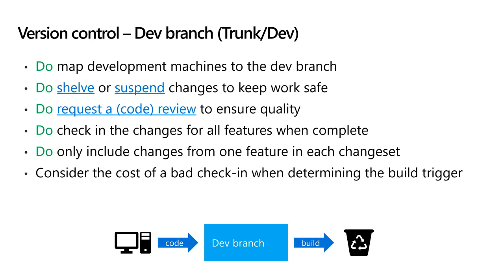When the features are complete, you check them into the dev branch, check in all features when they're complete and when they've had their development testing done. Do remember to only include the changes from one feature in each change set, and consider the cost of a bad check-in when determining the build trigger. And we'll talk about the build triggers in a little bit.